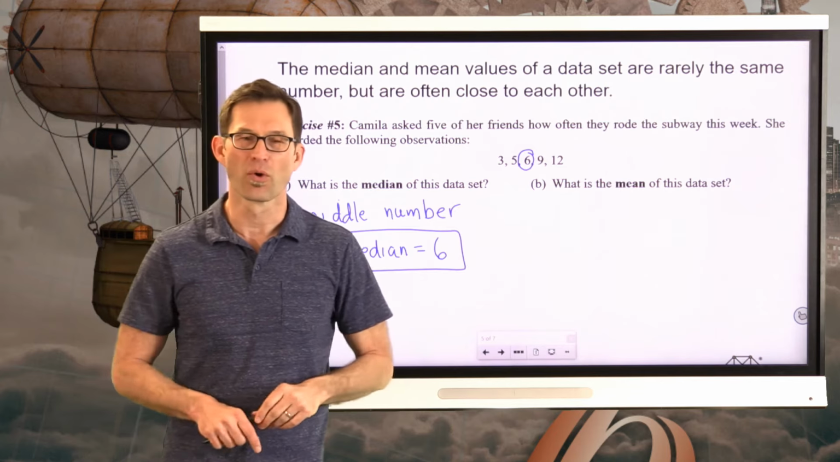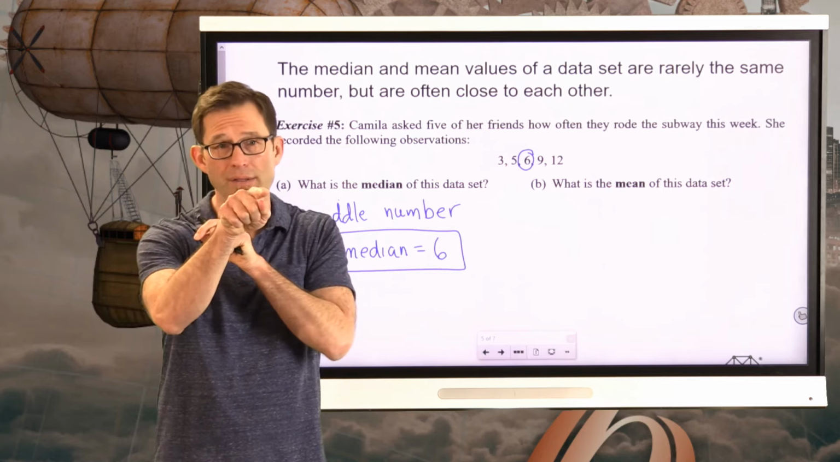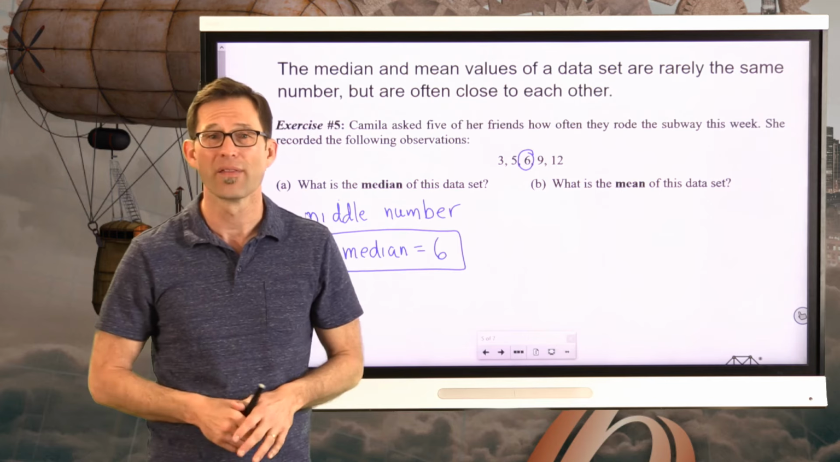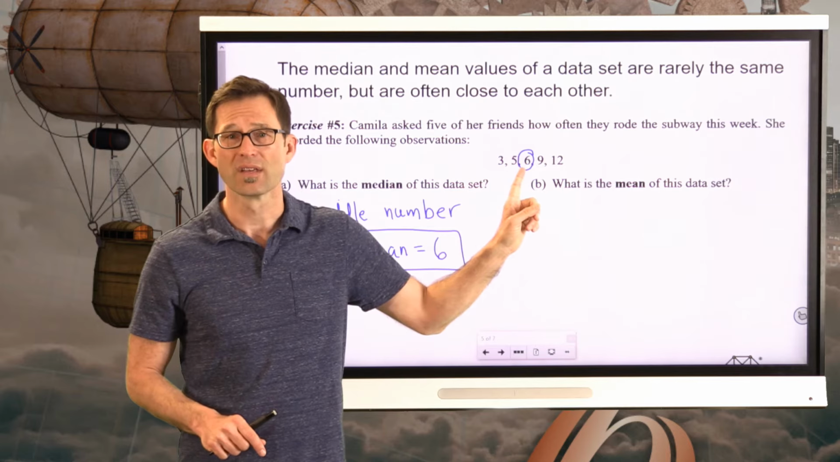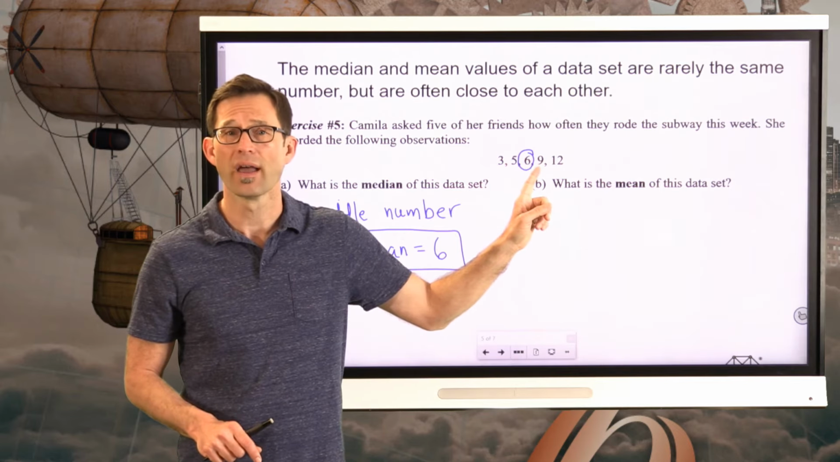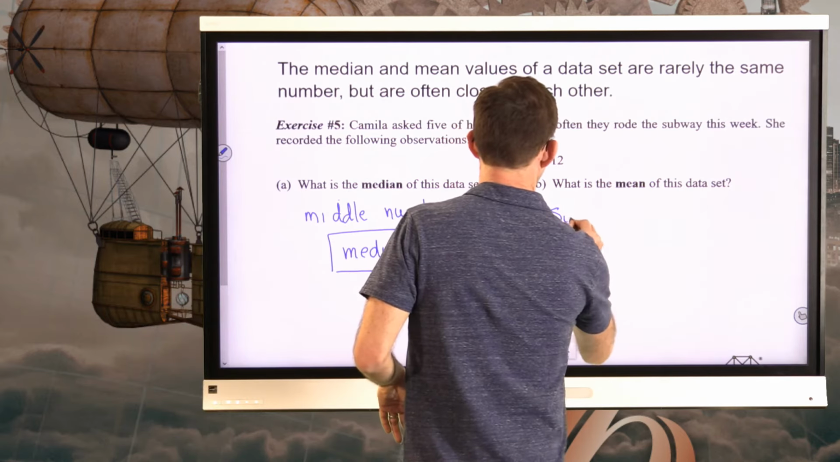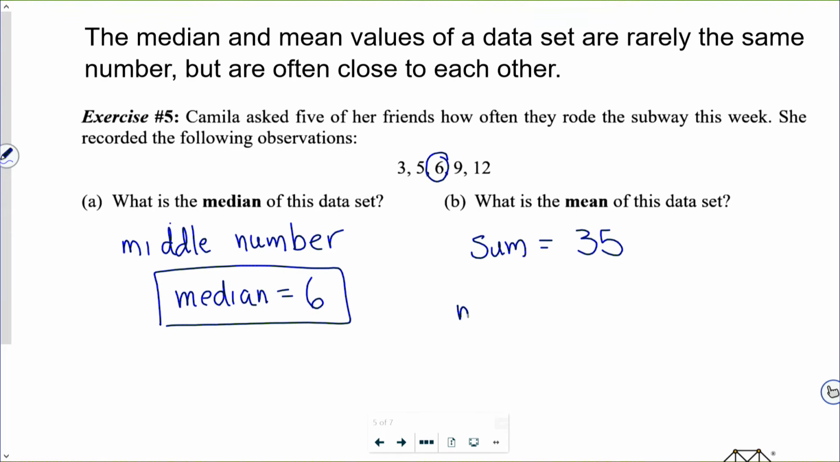Now your mean always takes more work. There's no getting around it. The median is basically an issue of going, there it is. The mean is always, oh, I've got to add these numbers up, then divide by how many there are. Let's add them up horizontally. 3 plus 5 is 8, plus 6 is 14, plus 9 is 23, plus 12 is 35. So the sum of this data is 35. And remember, these are how many times they rode the subway. So the mean is 35 divided by 5, and that's 7.